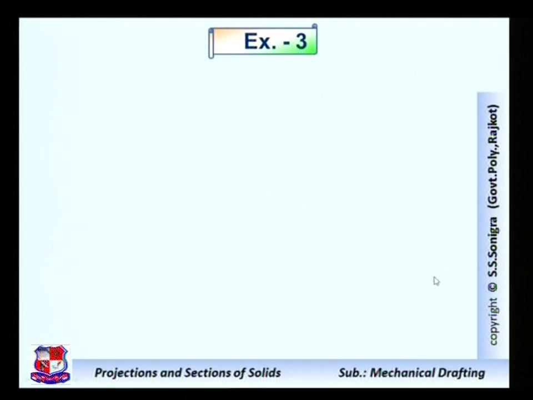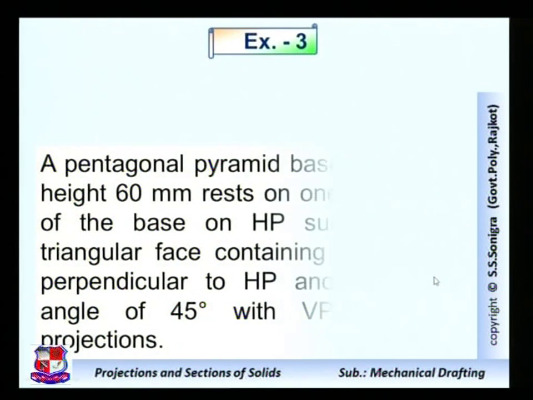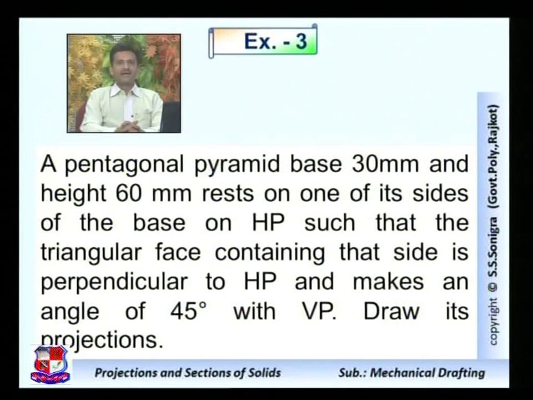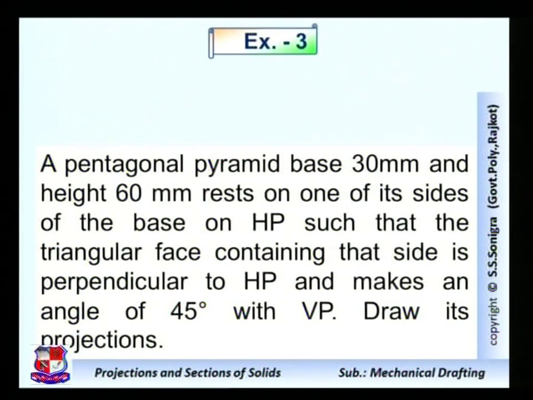Now example number 3. The data is given like this. A pentagonal pyramid, base 30 mm and height 60 mm, rests on one of its sides of the base on HP, such that the triangular face containing that side is perpendicular to HP and makes an angle of 45 degrees with VP. Draw its projections. So here the data is given that a pentagonal pyramid has side length 30 mm and height 60 mm.